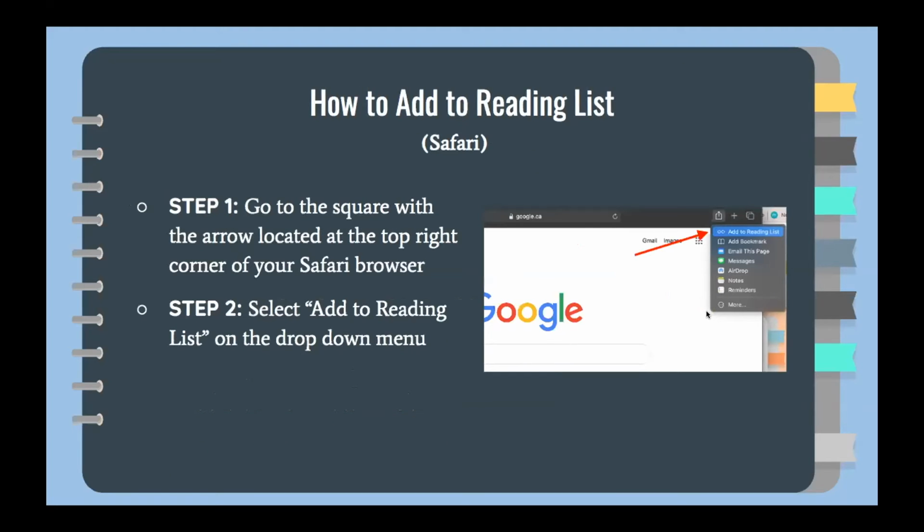Now, how to add it on Safari. Go to the square with the arrow, once again, at the top right corner of your Safari window, which you'll see actually has many things to access from, and select Add to Reading List on the drop-down menu.